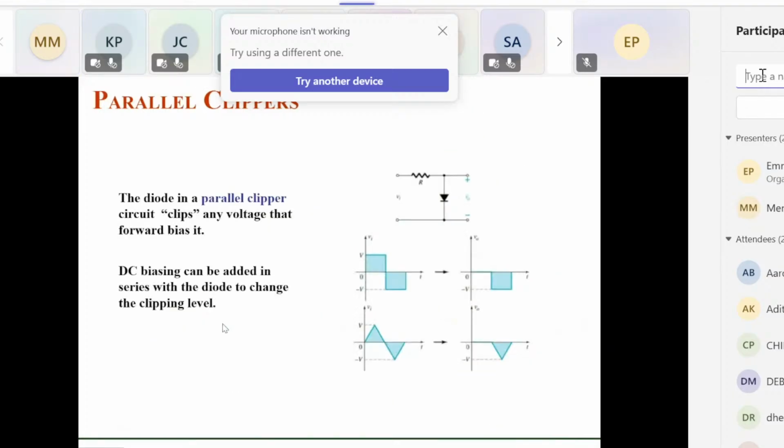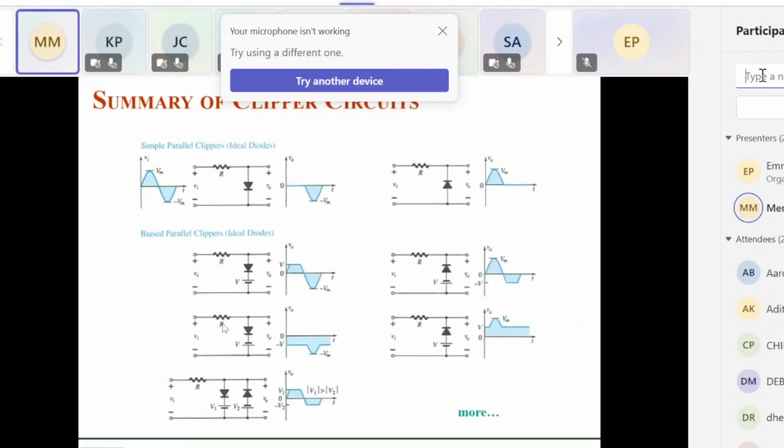Okay. Now another category is the parallel clipper. You can interchange the resistance and the diode. So when you interchange, whatever portion was clipped away, that portion actually appears in this case if you are interchanging the direction of resistance and the voltage. Okay, this is the summary of all types of clippers we have.